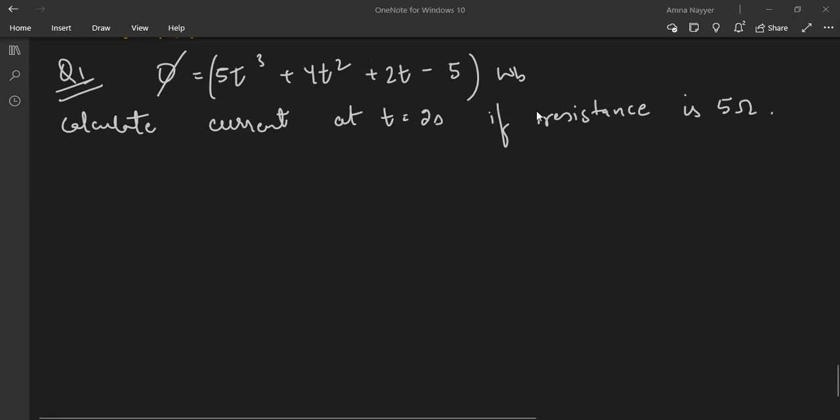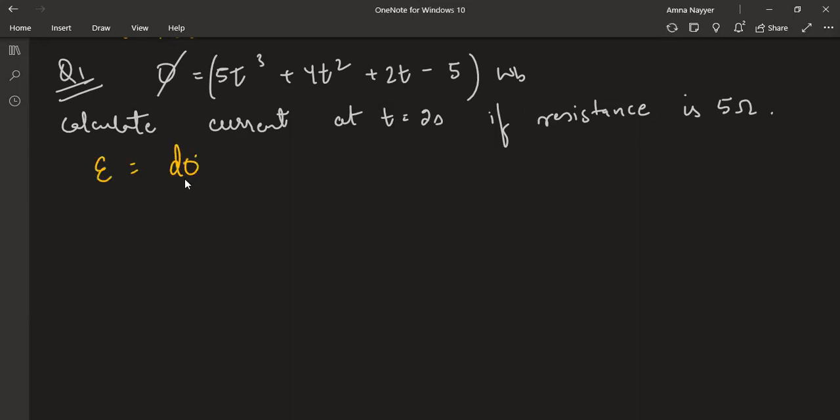Yes, Akifa, correct. So only Akifa has answered. Let's discuss it now. See, we'll apply differentiation. If you know voltage, you know resistance, you'll be able to calculate the current. But how will you get the voltage? Voltage here refers to EMF only. So how will you calculate the induced EMF?